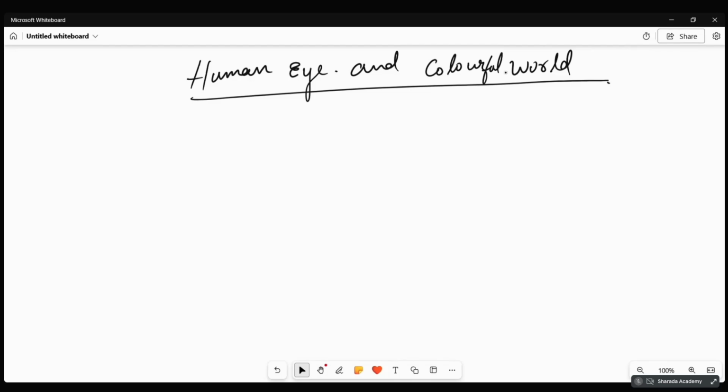So what were we doing? The crystalline lens, right? It is a convex lens whose focal length can be adjusted so that we can see the distant objects as well as the nearby objects.